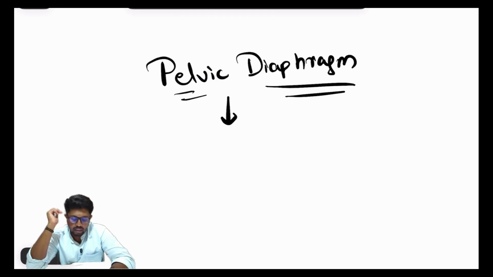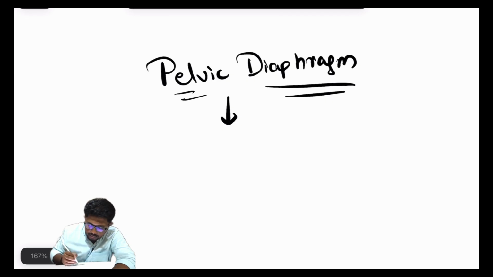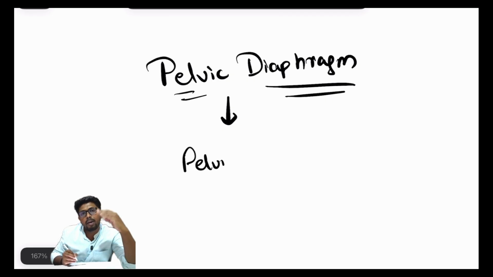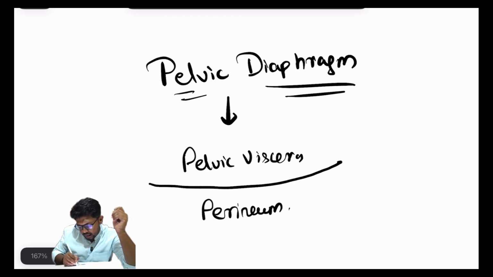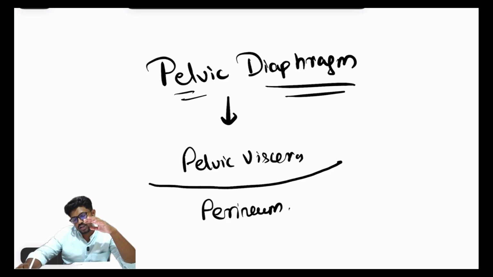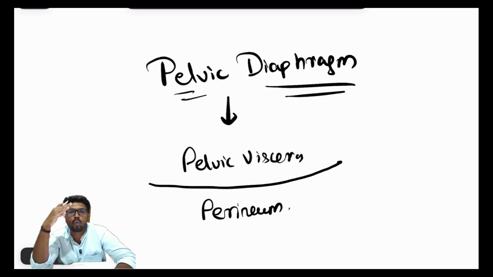Pelvic diaphragm also separates the pelvic viscera above from the perineum below. The perineum part we'll discuss in the next lecture. So firstly, we'll see what this pelvic diaphragm is. It separates the pelvic viscera above from the perineum below.